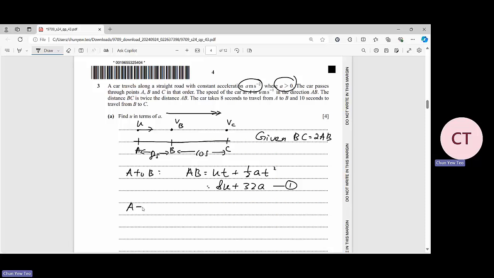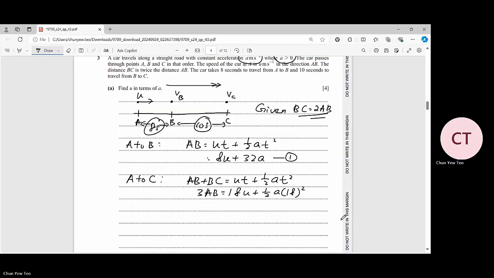Then A to C. I don't want to consider B to C, I consider A to C directly. A to C, it will be AB plus BC is equal to ut plus half at squared. Because of this reason, we have this as 3AB equals to the total time, which is x seconds plus 10 seconds, so it's 18u plus half a of 18 squared.